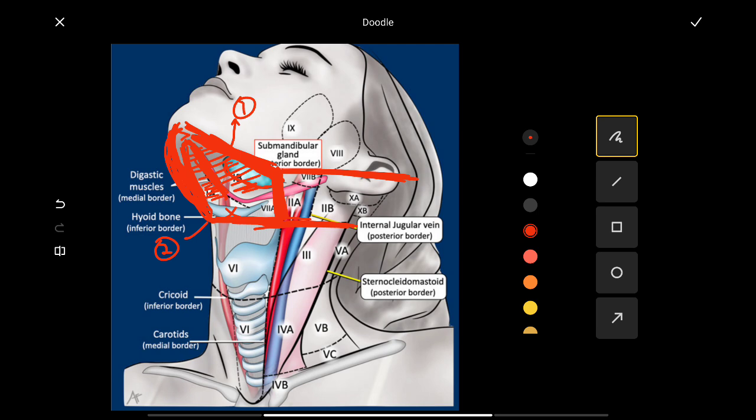So again, superiorly base of skull. Inferiorly, the level of the hyoid bone. Anteriorly is the posterior border of the submandibular gland. And posteriorly is the posterior border of the sternocleidomastoid muscle. Here, right? This line is representative of the posterior border of the sternocleidomastoid.